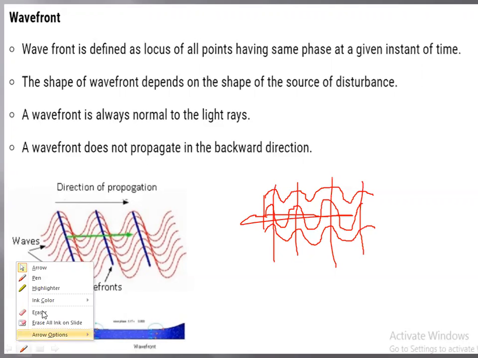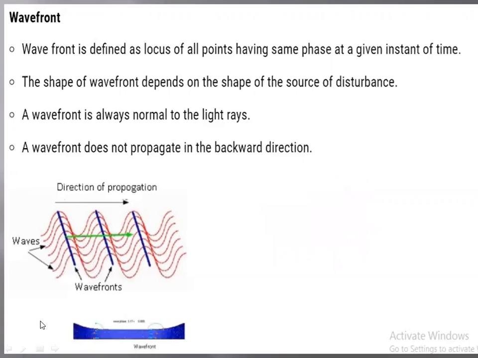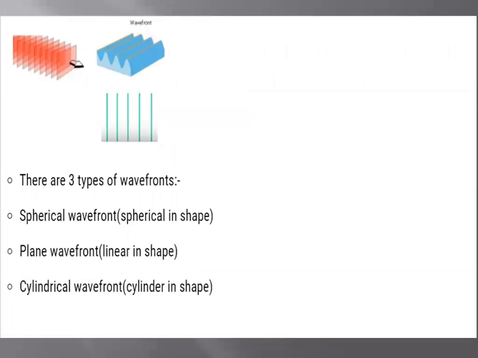One more additional thing, a wavefront is always normal to the light rays. So if this is the wavefront and this is the wave propagation, these both have an angle of 90 degrees, so it is always in the perpendicular direction. A wavefront does not propagate in the backward direction, because the wave propagates in one particular direction and will not come back. So the propagation is only in one direction.